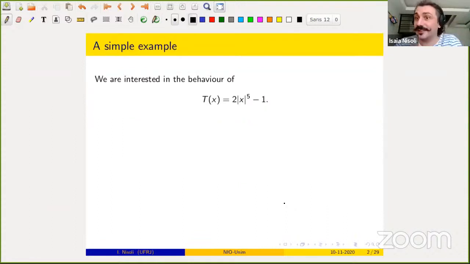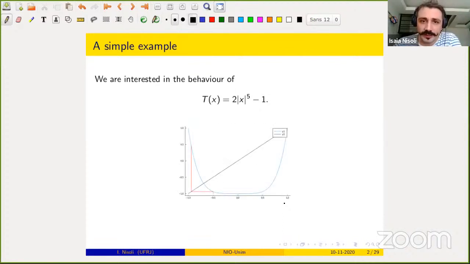We are interested in the behavior of this model map: T(x) = 2|x|^5 - 1. This map is interesting because it has some regions of expansion, from here, it's an expanding region, and from here, it's an expanding region. And then we have this region of contraction here. It's a unimodal map.